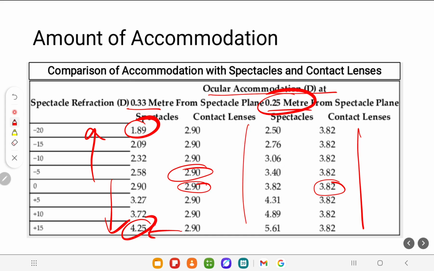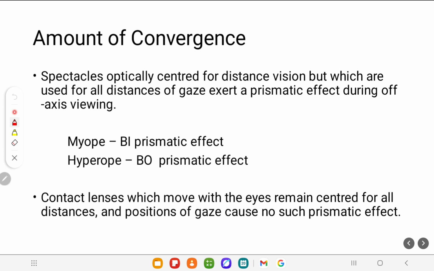At the same time, this is another chart. Okay, so whenever you move to hyperopia, accommodation increases. In contact lens, it remains constant. Whenever you move to myopia with spectacle correction, accommodation decreases as compared to contact lens. That's what I'm talking about. Okay. So the amount of convergence, that's another thing.